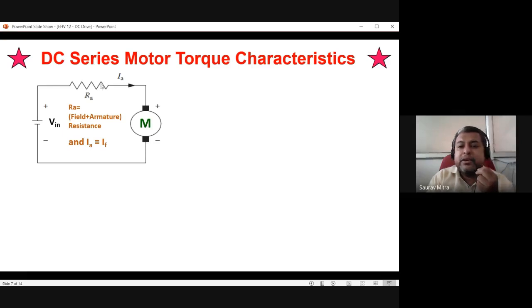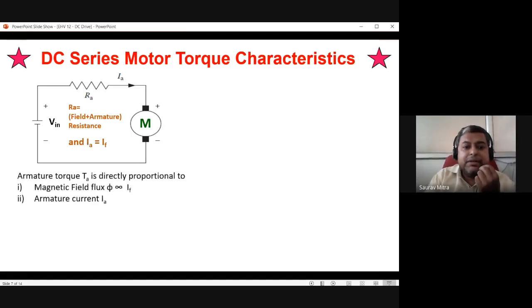and this current is actually causing phi here, phi is nothing but the flux which is required for the motor running. So Ia is equal to If. Now follow every line very carefully. So armature torque Ta is directly proportional to two things. One is phi. Phi is nothing but the flux produced by the field current. In this case, field current and armature current are the same. And second is armature current. So whatever torque is produced by the motor is directly proportional to phi and Ia.